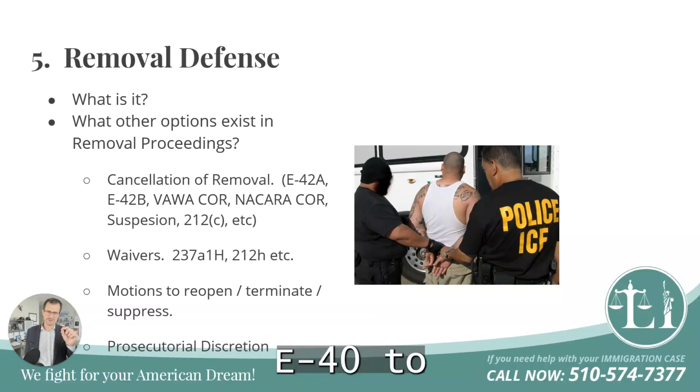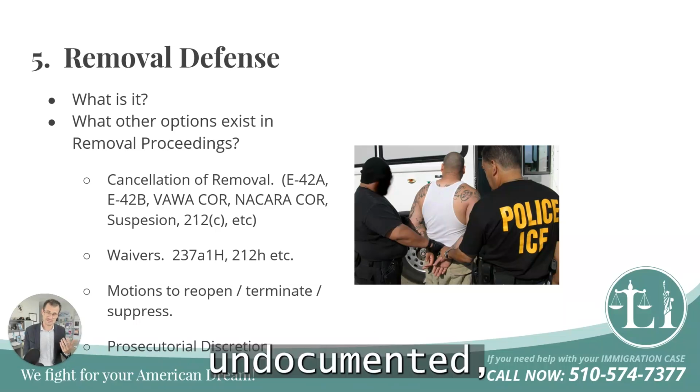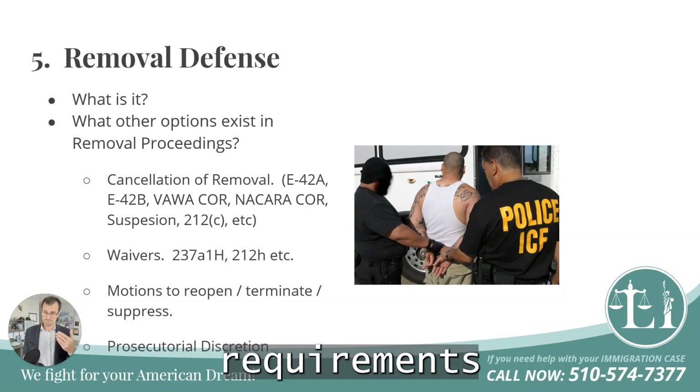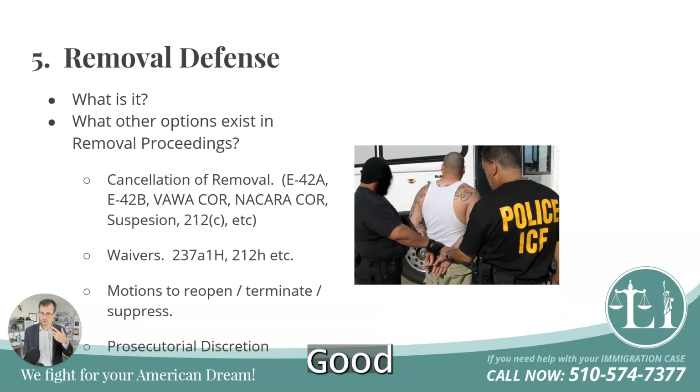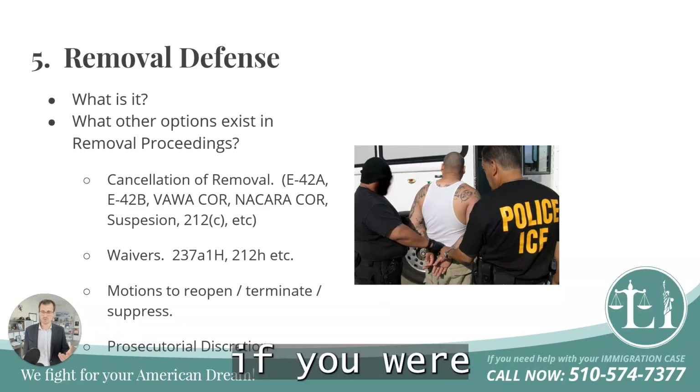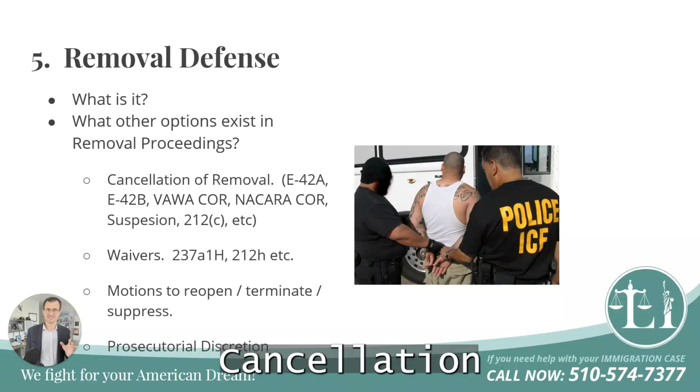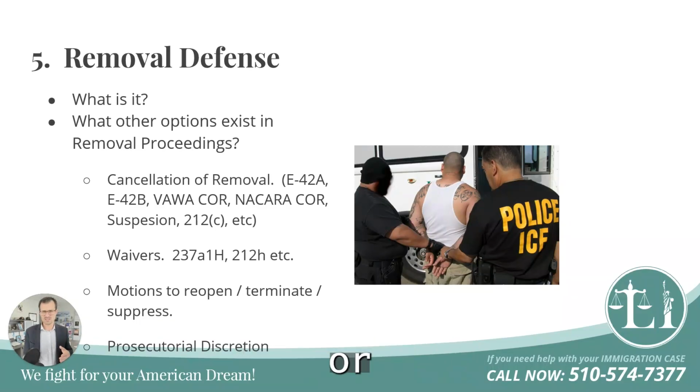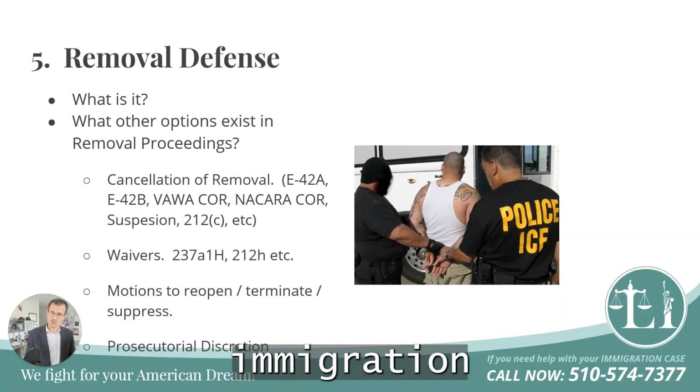And so this includes E42A, cancellation for lawful permanent residence. It includes E42B, which is cancellation of removal for non-permanent residents. So anyone who's undocumented, as long as you meet the requirements, 10 years of physical presence in the U.S., good moral character, someone in your family who's a U.S. citizen or a green card holder who would suffer exceptional and extremely unusual hardship if you were deported. All of that is E42B cancellation. VAWA cancellation of removal, NACARA cancellation of removal, suspension of deportation, 212C. There's lots of different options in immigration court.